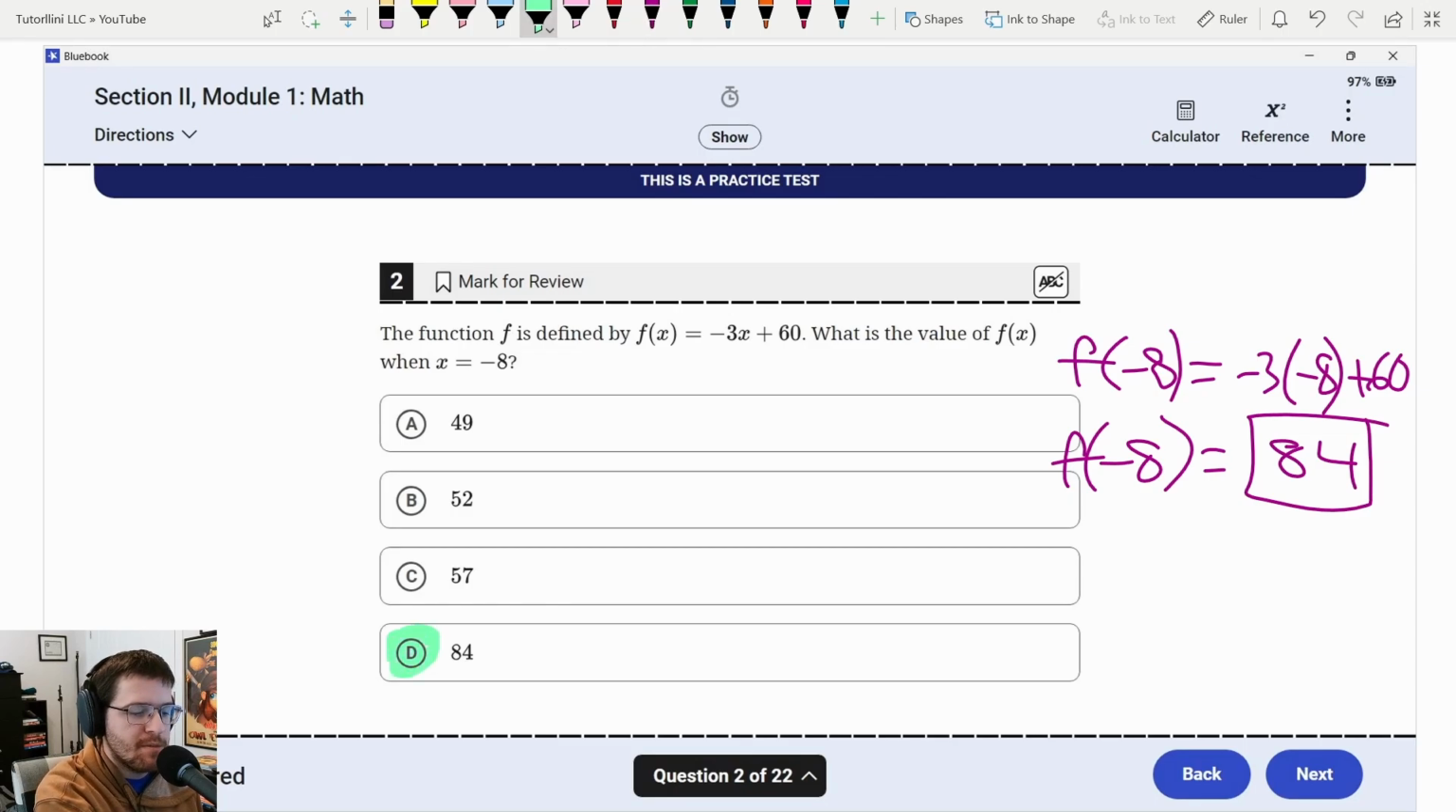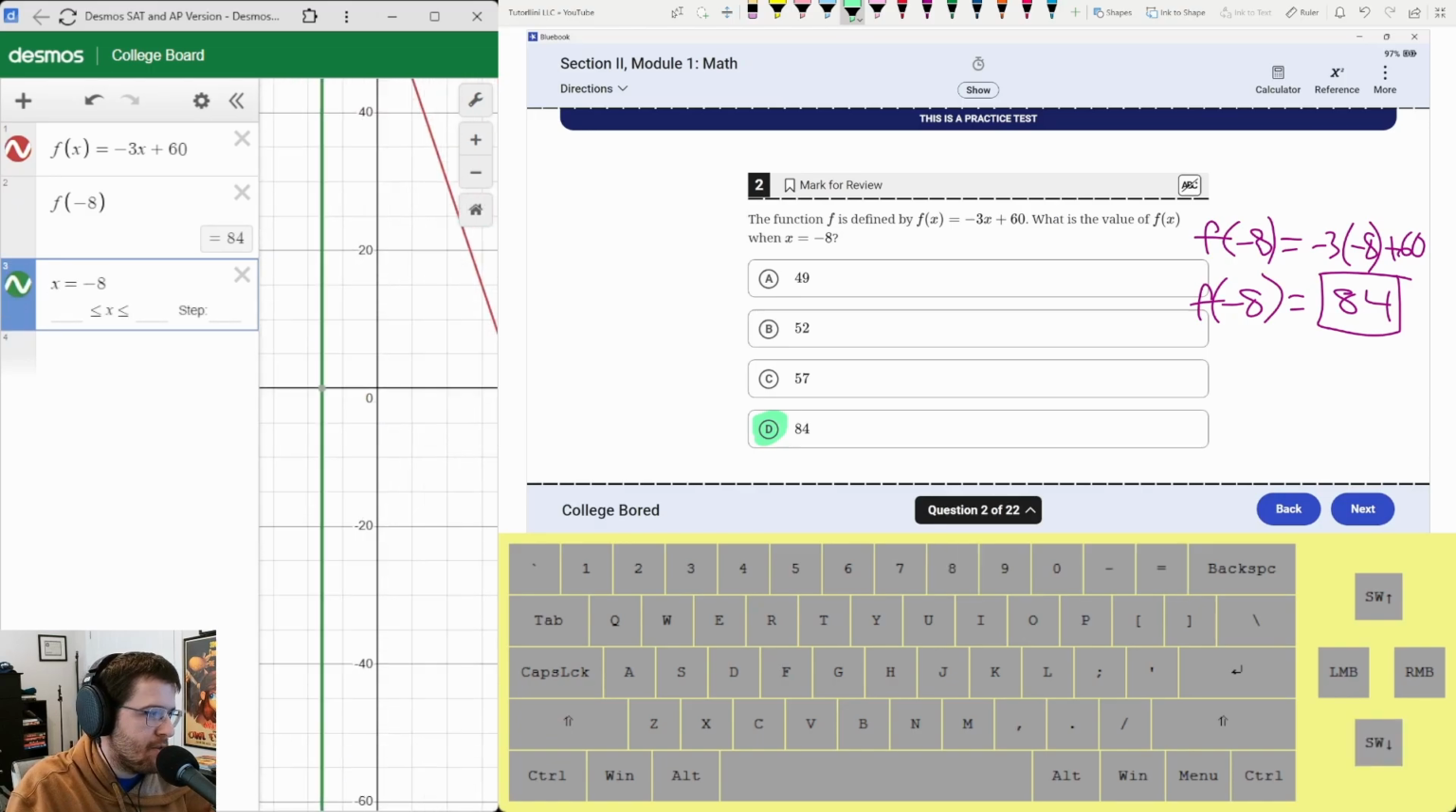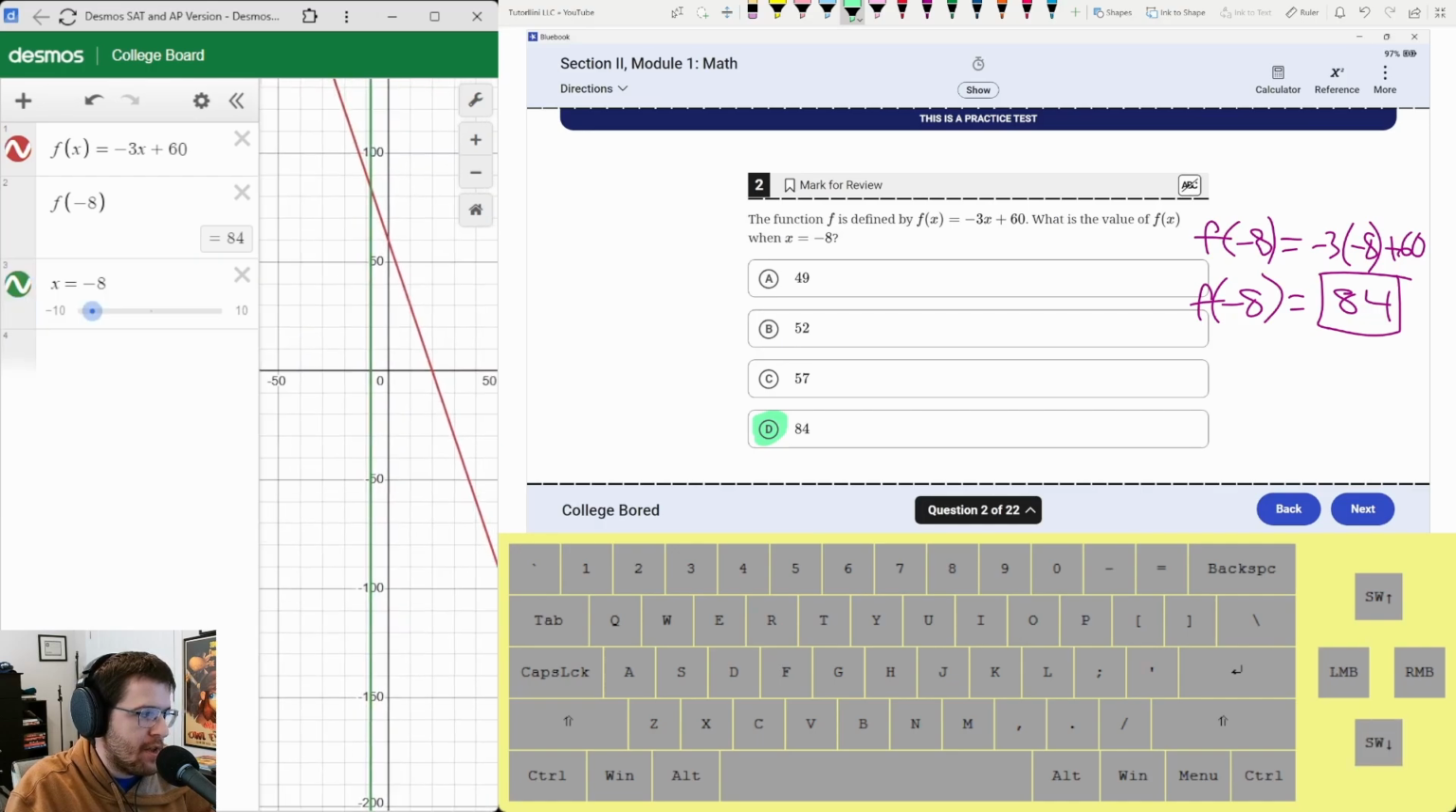We can also do this on Desmos. Let's go do that. Okay, so I type in the function, and then on the next line, I type in f of negative 8. And I get 84. Alternatively, if you didn't make the connection with the function notation, you could just literally type in x equals negative 8 and see where that vertical line touches. And you see it also happens at a y value of 84.